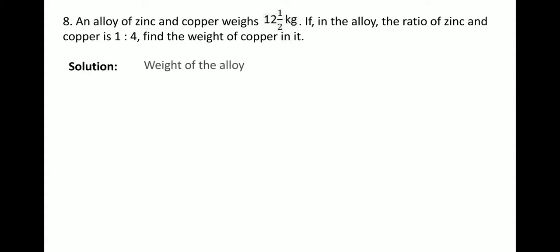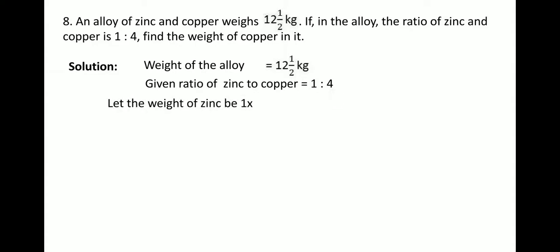So we have got the weight of the alloy is equal to 12.5 kg and the given ratio of zinc to copper is 1:4. So whenever there is a ratio, we can assume, let's say that the weight of zinc is 1x and the weight of copper is 4x. So we write, let the weight of zinc be 1x or simply x and the weight of copper be 4x. This 1 and 4 comes from the ratio. Okay, we only need to write it with the factor 1x and 4x.